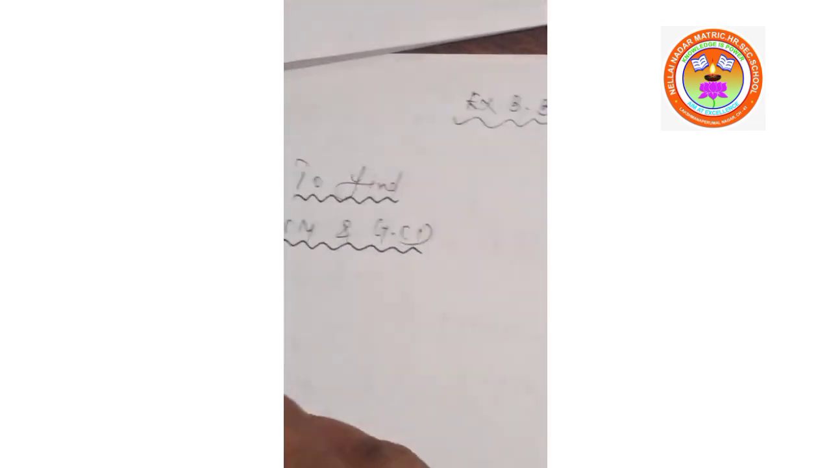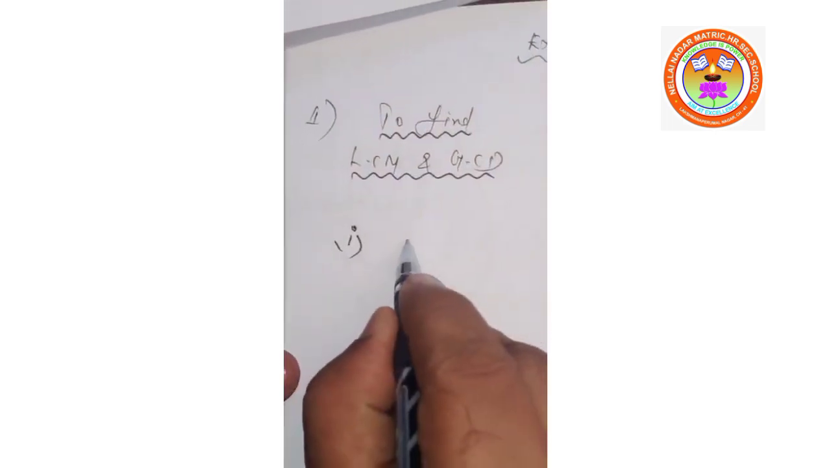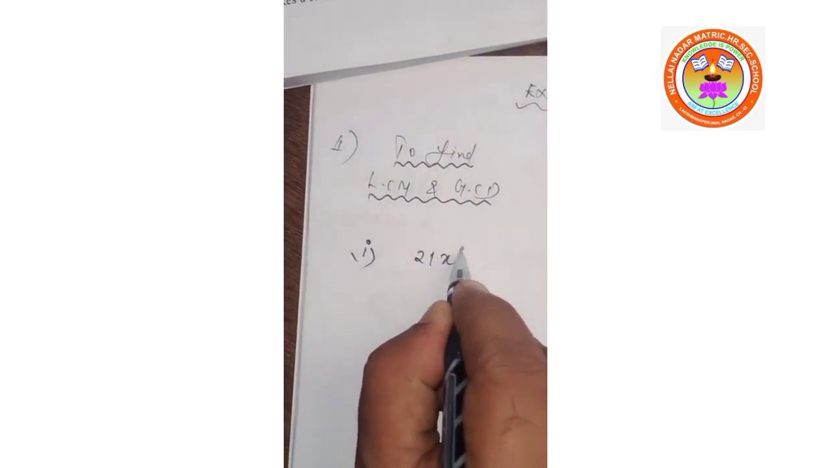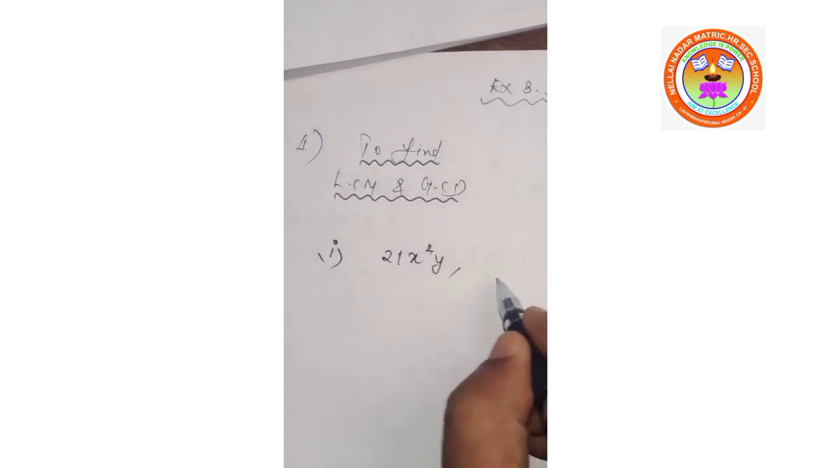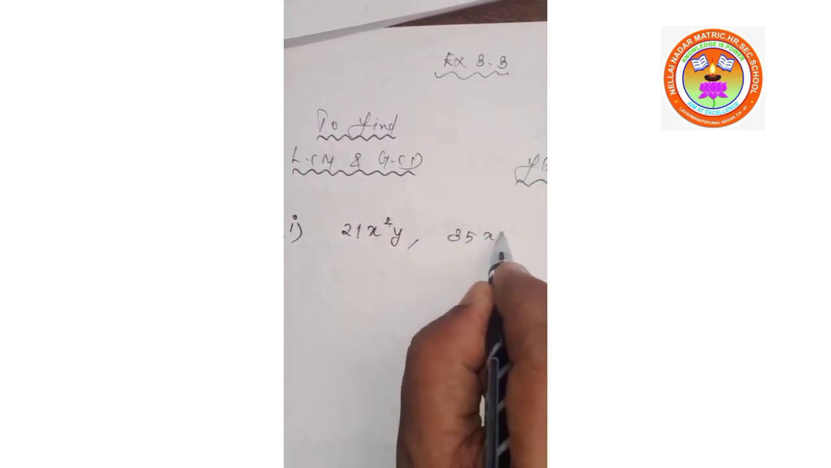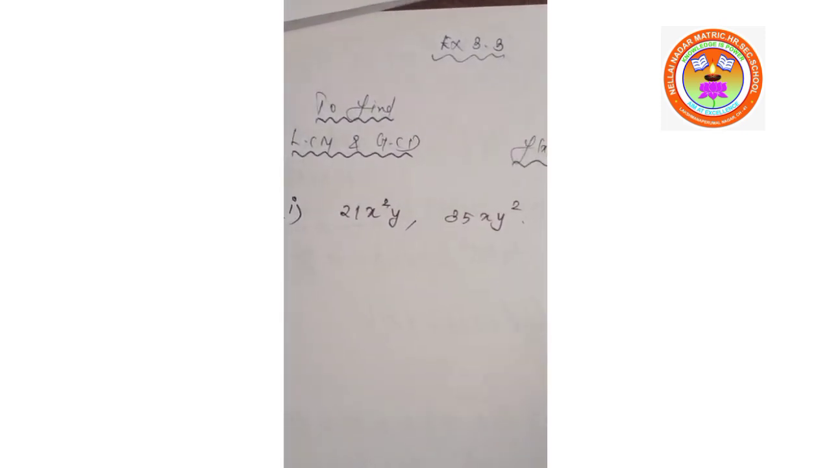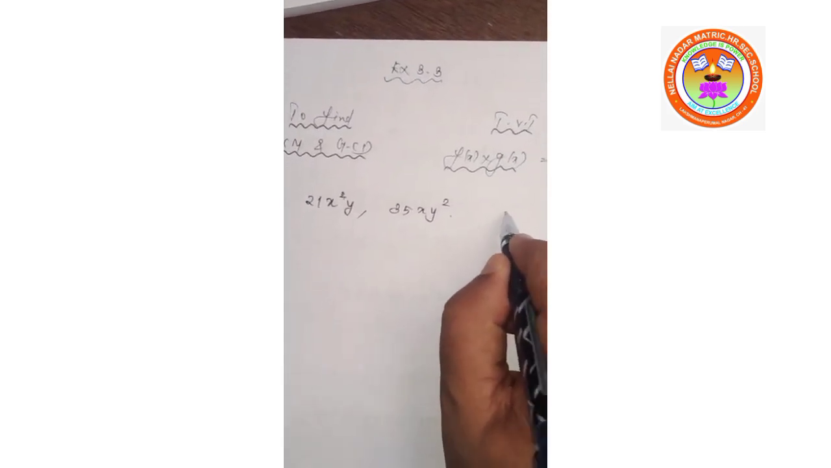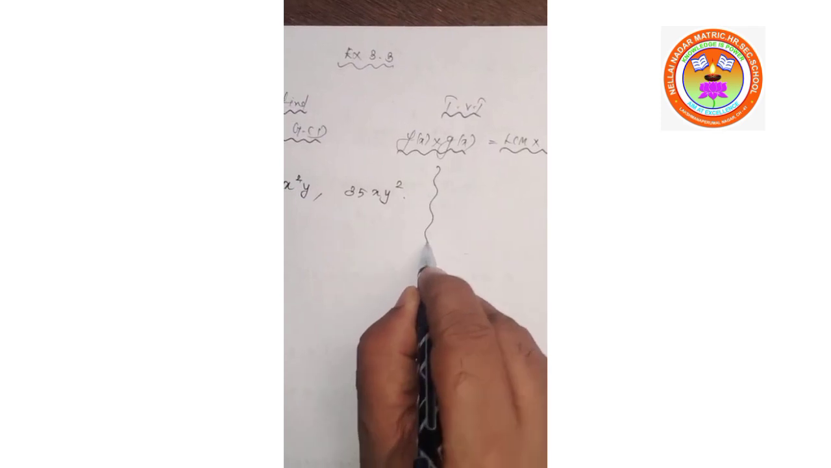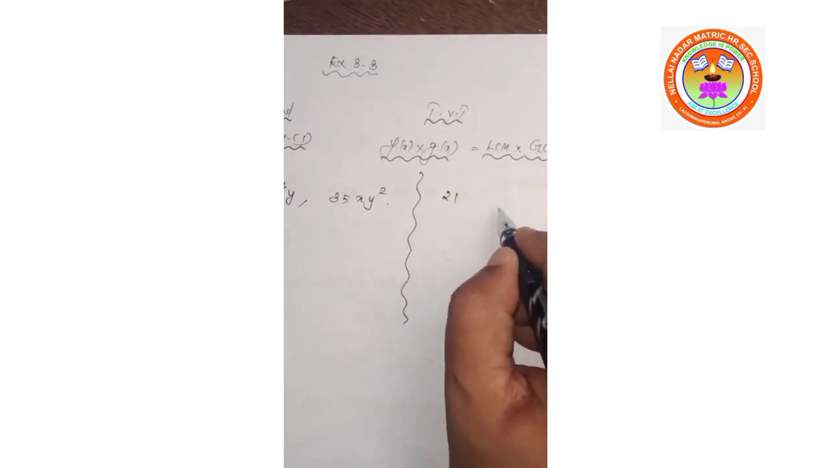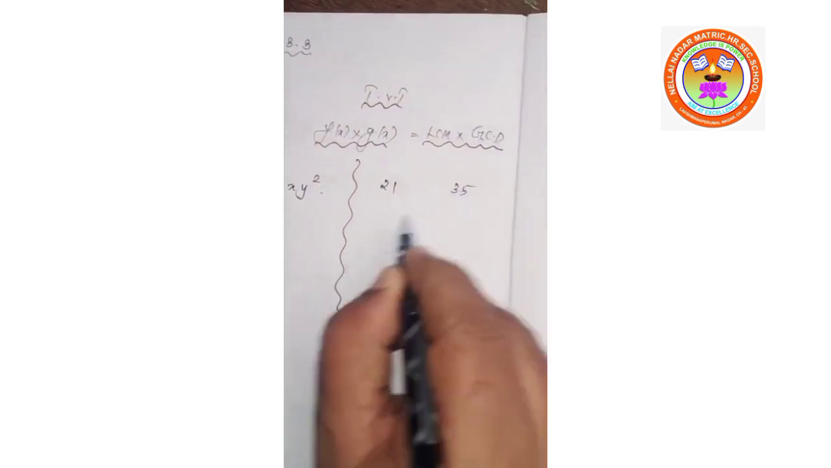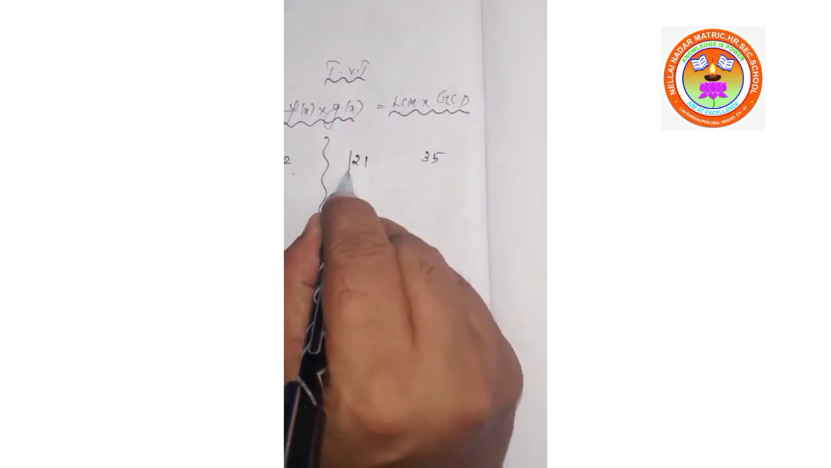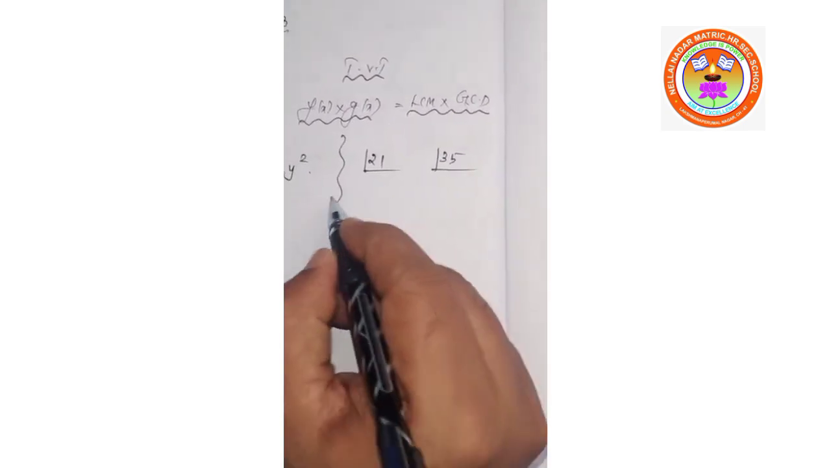Now subdivision number 1. 21x squared y, 35xy squared. Now I take 21, after that 35. Factorize. Prime factorization you know very well.